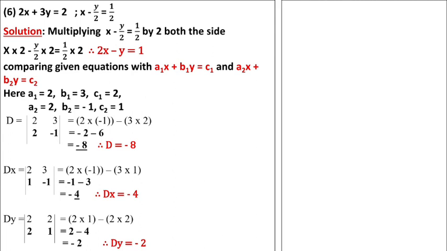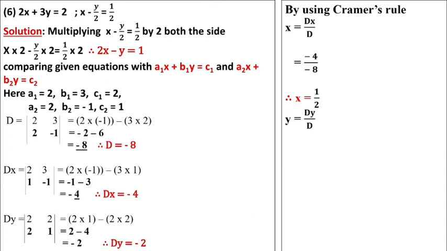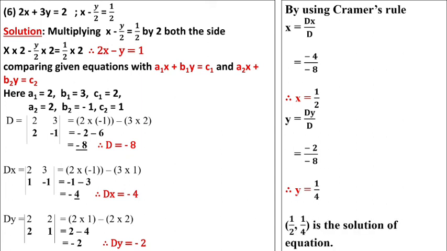By using the Cramer rule, x equal to dx upon d. So dx value is minus 4 upon minus 8. Minus minus cut, 4 1 is 4, 4 2 is 8. So x value is 1 upon 2. Same way y equal to dy upon d. Dy value is minus 2 and d value is minus 8. Minus minus cut, 2 1 is 2, 2 4 is 8. So answer is y is 1 upon 4. So 1 upon 2 and 1 upon 4 is the solution of the equation.